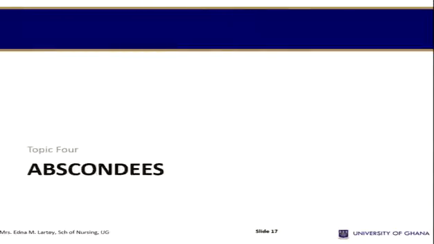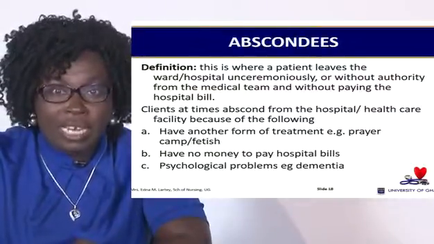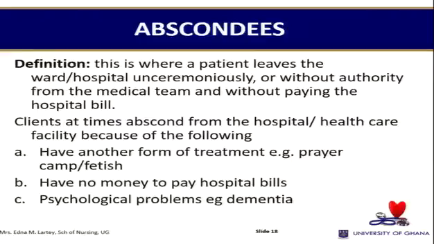For our final topic under this session, abscondees. This is where a patient leaves the ward or hospital unceremoniously or without authority from the medical team and without paying the hospital bill. Clients at times abscond from the hospital or the healthcare facility because of the following: 1. Have another form of treatment, for example, a prayer camp or a fetish priest. 2. Have no money to pay hospital bills. 3. Psychological problems, for example, dementia.